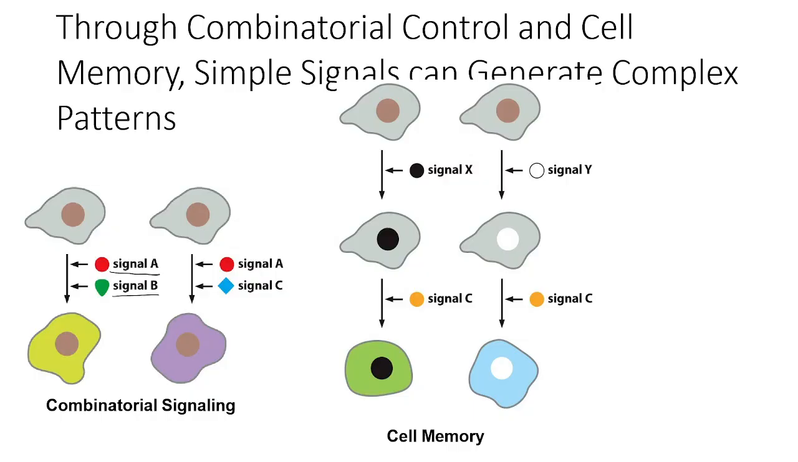Now, this combinatorial control allows a relatively small number of signaling pathways to generate a huge diversity of cell identities and spatial patterns. So, if two cells receive the same growth factor but respond differently, what might be different between them can be answered through this.